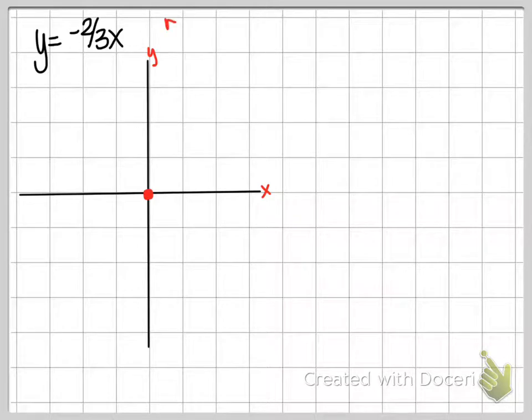Negative this time, so the little man has to walk downhill. So starting from here, the y-intercept, if I go up 2, then I would go to the left 1, 2, 3. Back to the y-intercept, if I go down 2, 1, 2, then I would go to the right 1, 2, 3, to make the little man walk downhill. And there we go.